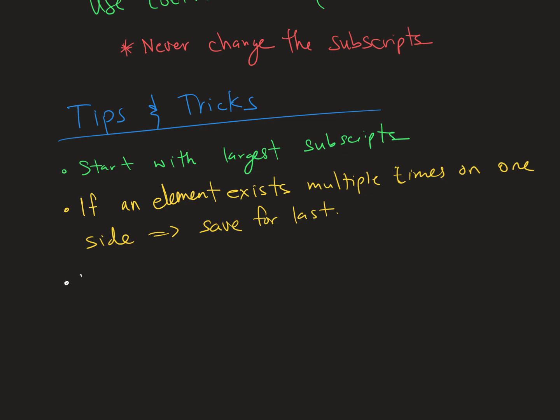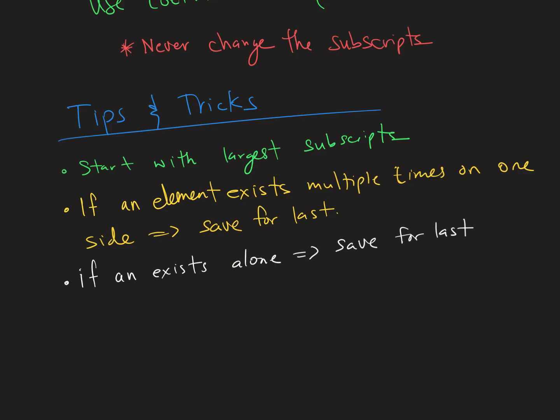Then also, if an element exists alone, then save it for last also. Why is that? Because we have everything balanced, and then if we have to change something, we could just change that one, and it doesn't change everything. And we don't have to start over. And we'll go through examples, but does it make sense so far-ish?